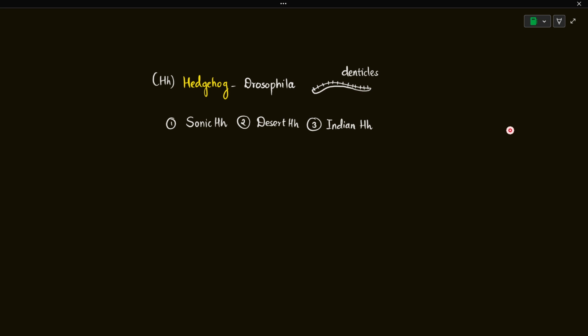So let's discuss the Hedgehog signaling pathway, how it is done in mammals. We will discuss first the Hedgehog signaling pathway in mammals.